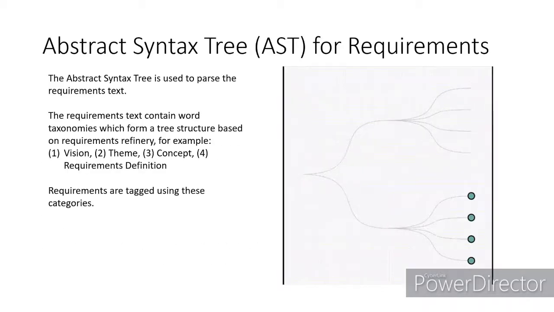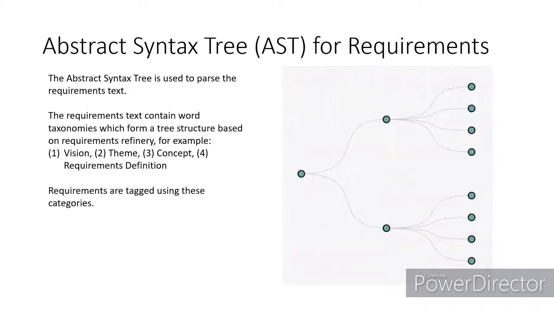Now here is an abstract syntax tree for requirements. The abstract syntax tree is used to parse the requirements text. The requirements text contains word taxonomies which form a tree structure based on requirements refinery, for example, vision, theme, concept, and requirement definition. The requirements are tagged using these categories. On the right-hand side, you can see vision, theme, concept, requirement definition in a hierarchy.